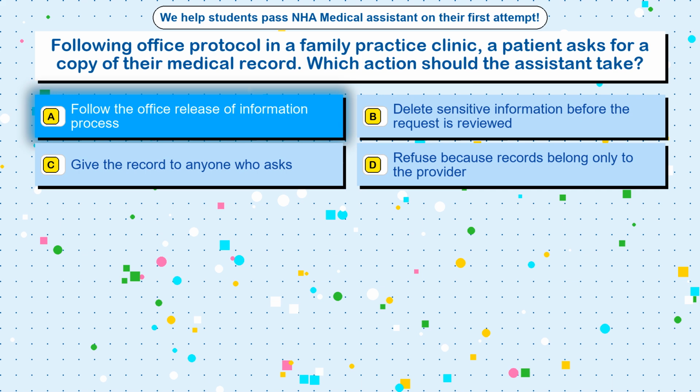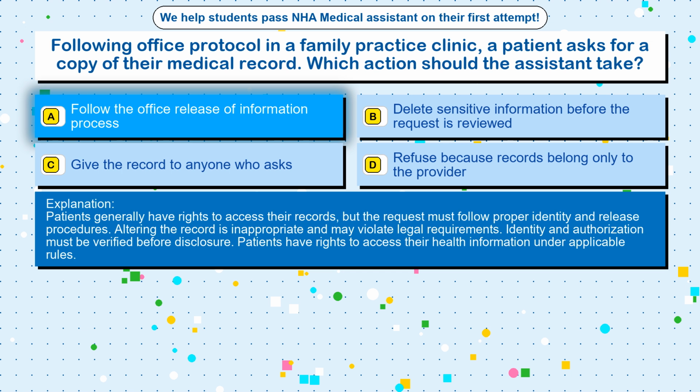The correct answer is option A, follow the office release of information process. Patients generally have rights to access their records, but the request must follow proper identity and release procedures. Altering the record is inappropriate and may violate legal requirements. Identity and authorization must be verified before disclosure. Patients have rights to access their health information under applicable rules.